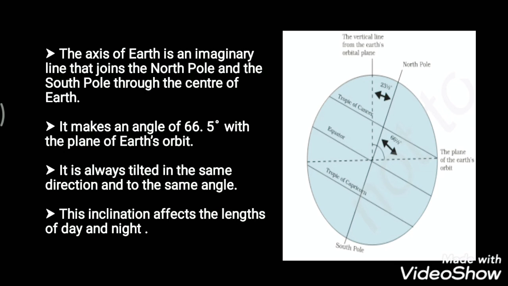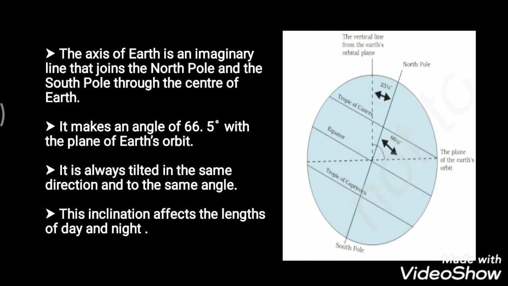And how is it? Suppose during the summers, we experience long days and short nights. But in the winter time, the opposite thing happens. That is, the days are short and the nights are long. Okay. Now, the inclination of the earth affects the lengths of day and night.